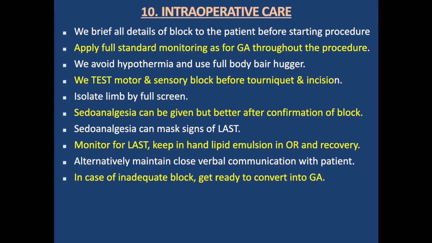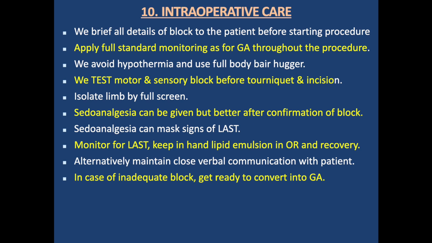Operative care. We brief all details of the block to the patient before starting the procedure. We apply full standard monitoring as for general anesthesia throughout the procedure. We avoid hypothermia and use a full body bear hugger. We test motor and sensory block before tourniquet and incision. We isolate the limb by full screen.